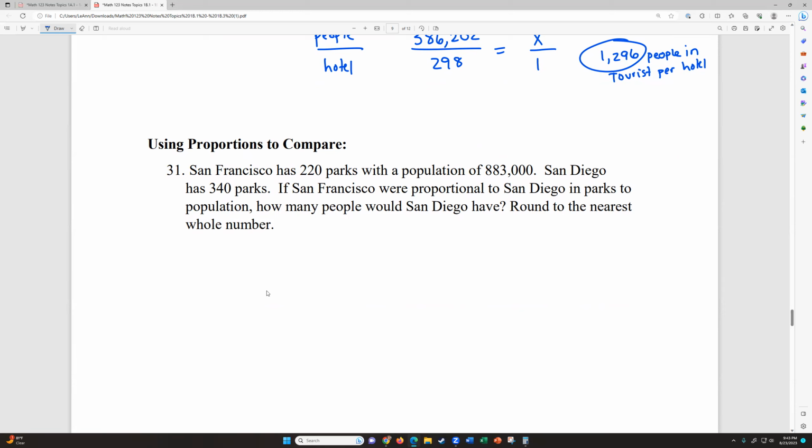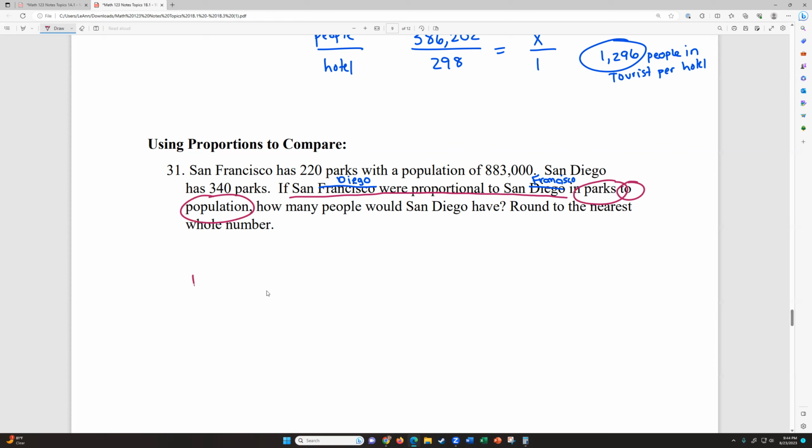So this should have said if San Diego were proportional to San Francisco. It just got reversed right there. But that is very important because that determines how you set up the problem. So let me underline that statement because that's one of the most important parts that you need to set up correctly, okay? So it says, I know that San Diego is proportional to San Francisco in parks to population.